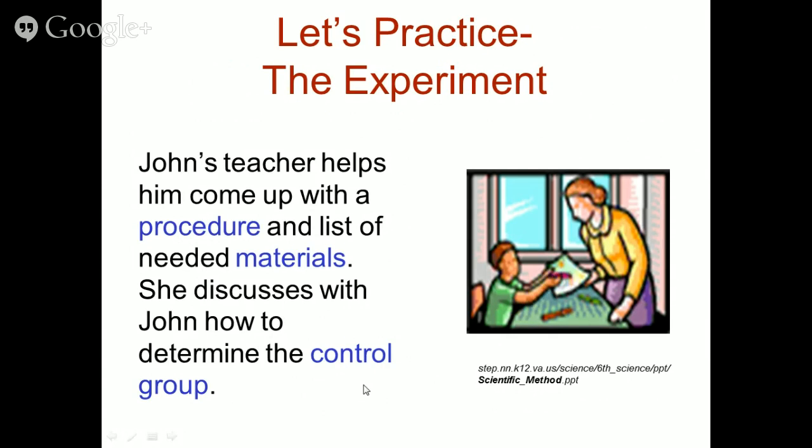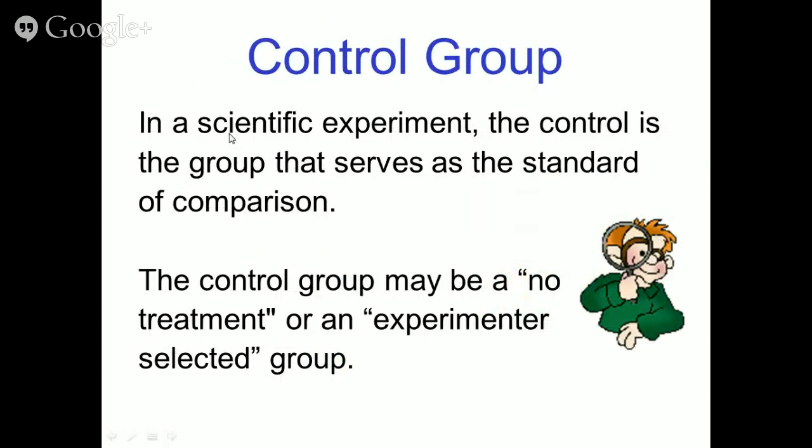It's going to go into control group now, and I'm pretty sure you know about this. Let's see. In a scientific experiment, the control group is the one that serves as the standard of comparison. The control group may be a no treatment or an experimenter-selected group.